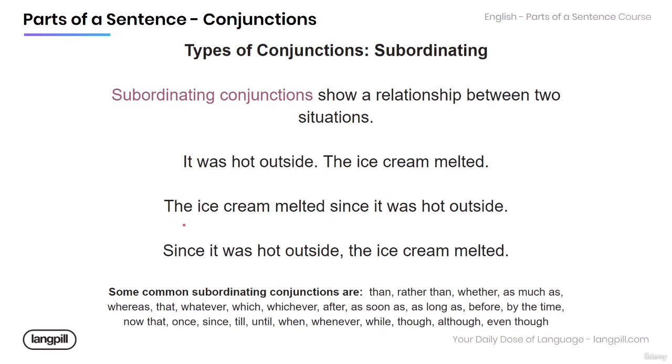The first way is, the ice cream melted since it was hot outside. You'll see here we have no comma before the subordinating conjunction. So when the subordinating conjunction is in the middle of the sentence, we don't need a comma. However, if we take that subordinating conjunction and use it at the beginning of the sentence, then we do need a comma in the middle here when we add the second sentence. And below here you can see there are quite a few subordinating conjunctions, and you'll get to learn them the more you use them.